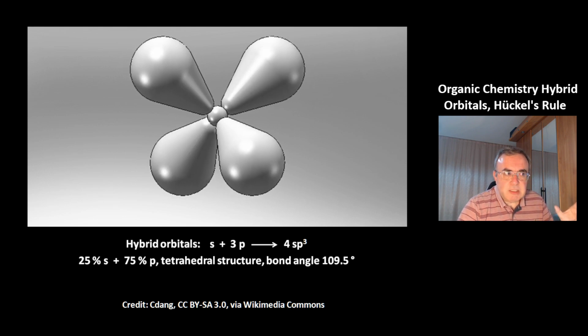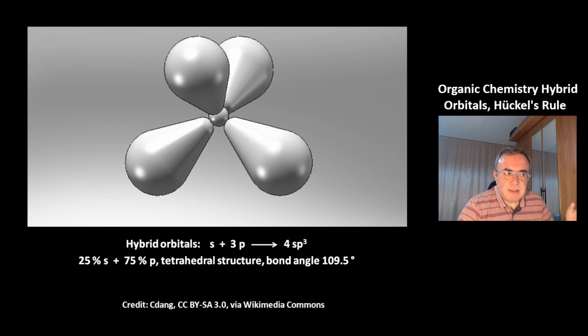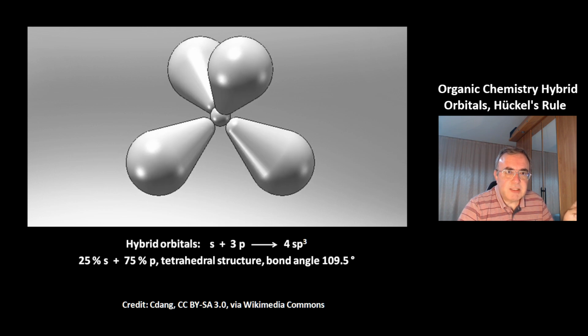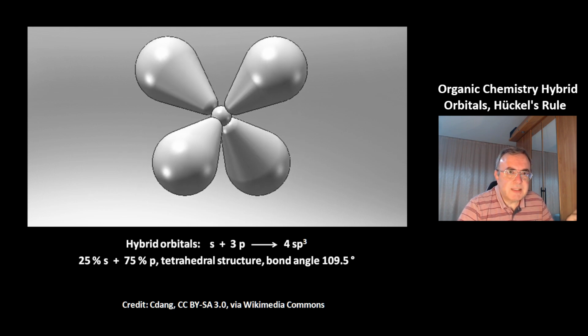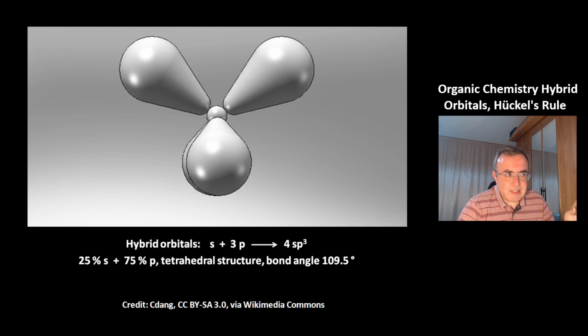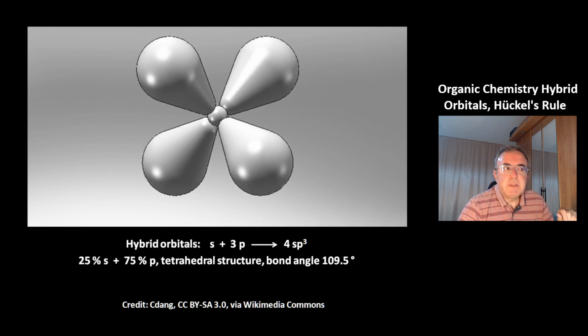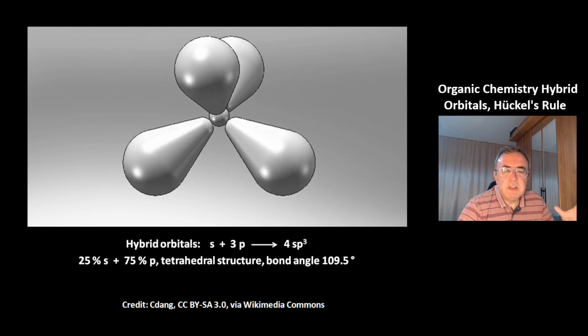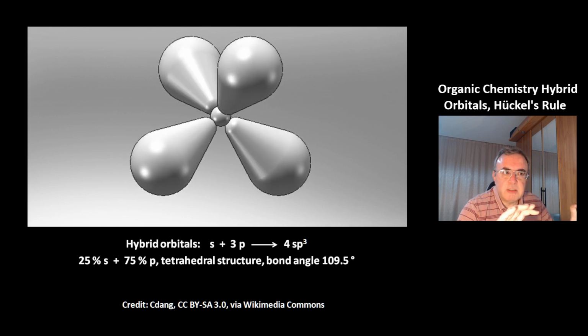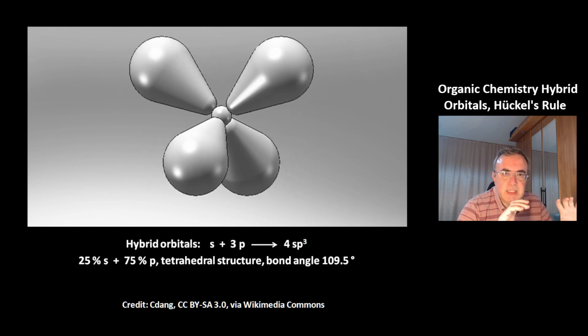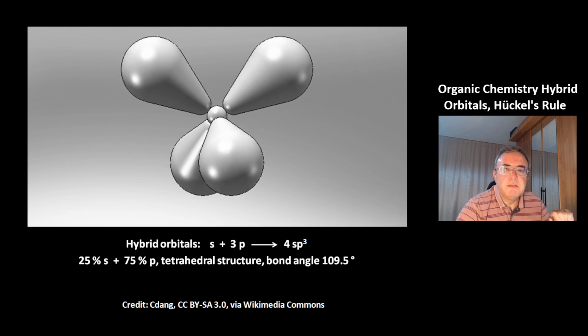Since the hybrid orbital is made of just 1 s and 3 p orbitals, there's 25% s orbital structure and 75% p. And this orbital allows you to have a bond angle of 109.5 degrees. That's the tetrahedron bond angle.